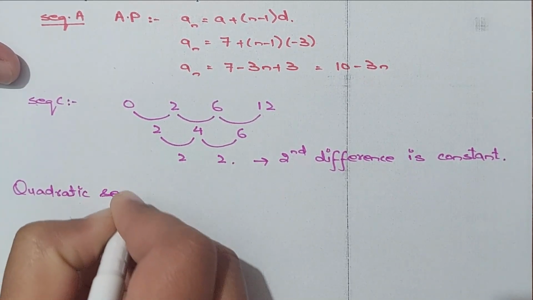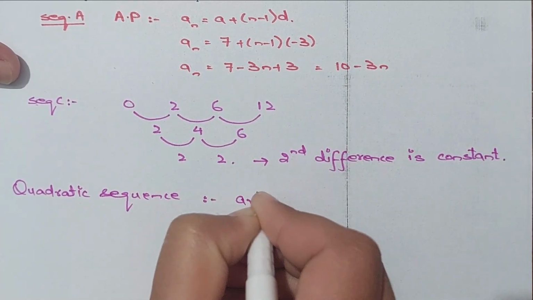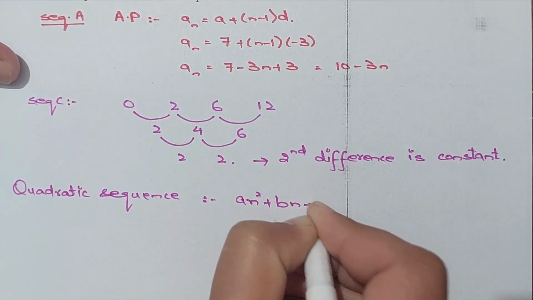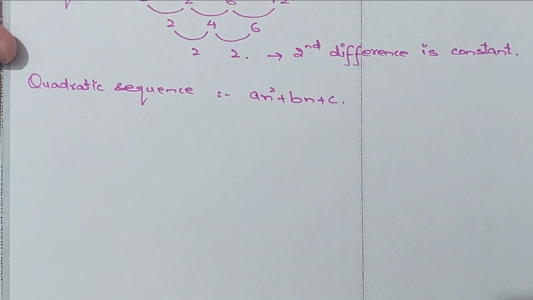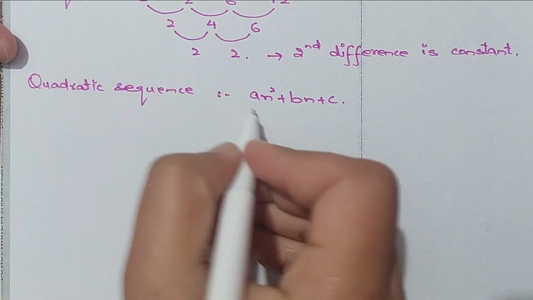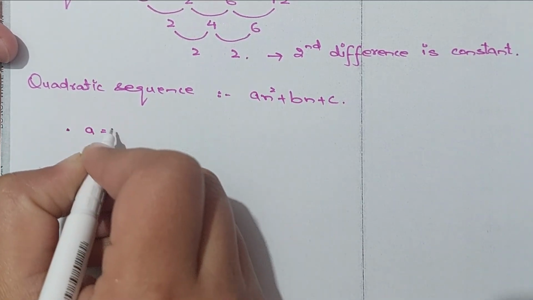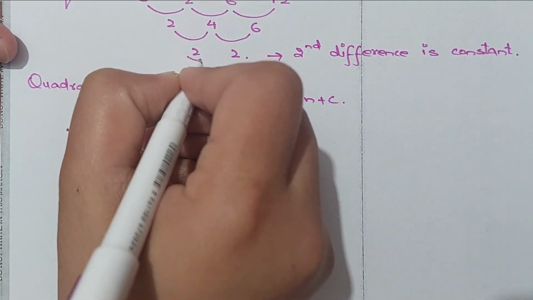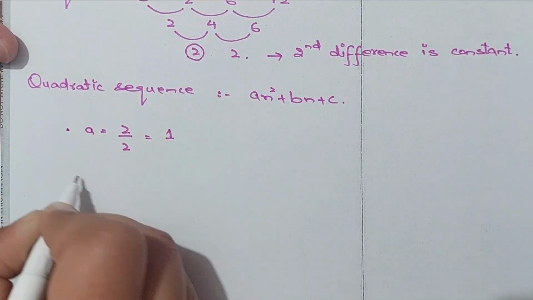Quadratic sequence. So it must have a formula an squared plus bn plus c, right? So let me solve for the values of a, b and c. Now what is a? a is basically the second difference divided by 2. This is the second difference, divided by 2. This would be equal to 1.